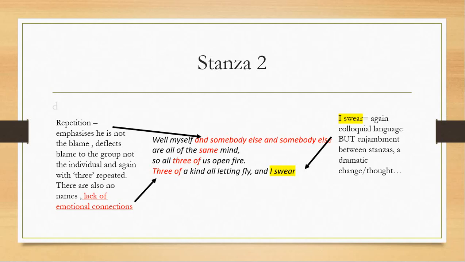The enjambment flows throughout the poem, but there is enjambment between stanza to stanza, and it shows a dramatic change of thought here. We go from somebody else, myself, all of a sudden we zoom in on the soldier with the personal pronoun I. There is an acceptance now. The stanza starts with a joint blame, and then the effects of the event, I. We get the personal effects through the use of the personal pronoun I.